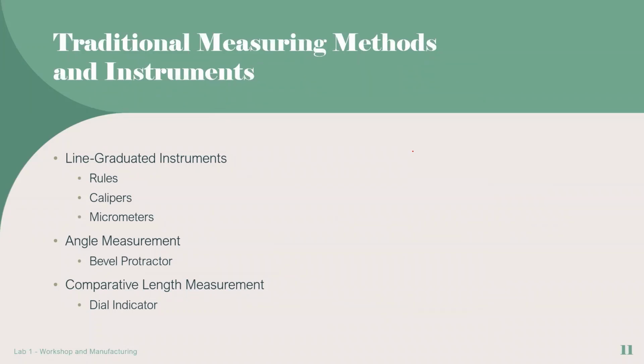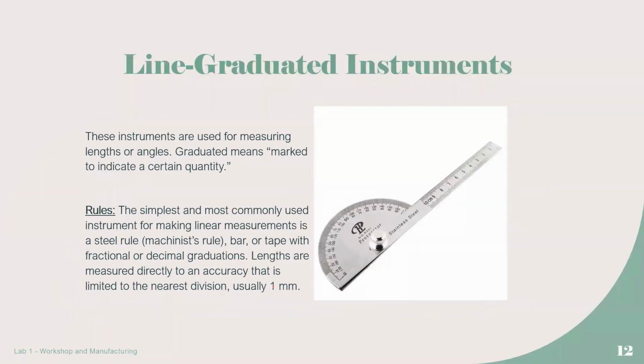These are traditional measurement methods. We have rulers, calipers, micrometers. For angle measurements, we have the bevel protractor. For comparative length measurements, we have dial indicators. So here, this is a simple ruler. This is the simplest and most commonly used instrument for making linear measurements.